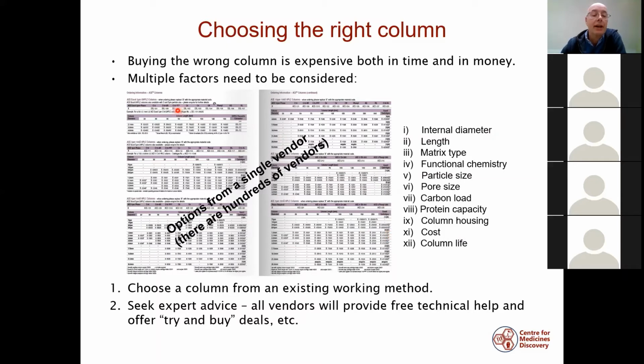So this is an HPLC vendor's catalog, and you can see there are dozens and dozens of different types of column. And choosing the column is rather difficult. What I would recommend is, if you have an existing working method, copy the column. Take the column from that method and just duplicate it.